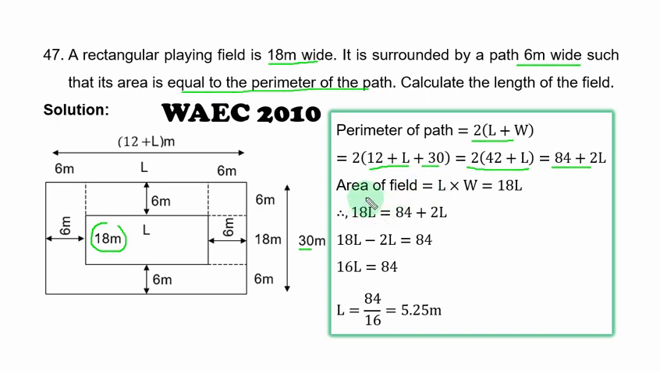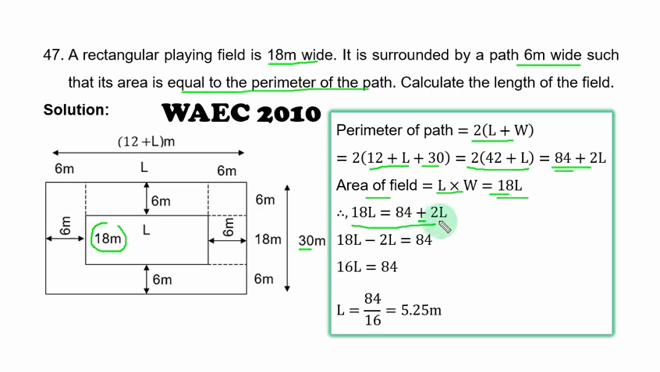The area of the field. The question says that area is equal to the perimeter of the path. That is area of the field, length times width, that is 18 times L. Both are equal, so you equate the area of the field to the perimeter of the path. You have it in this form.